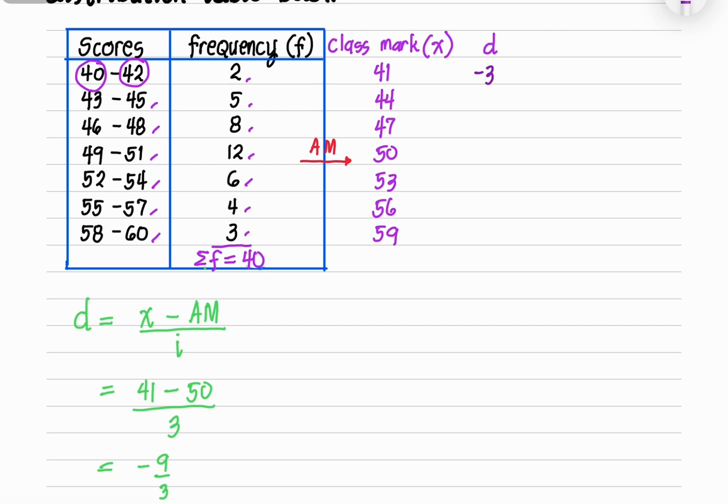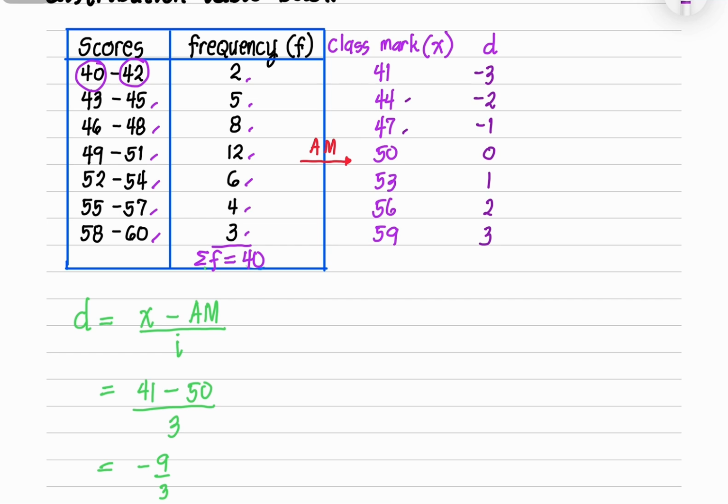And then, continue the process. We have 44 minus 50. That is negative 6 divided by 3. Of course, negative 2. And then, we have 47 minus 50, which is equal to negative 3 divided by 3. Of course, negative 1. Right? Actually, guys, there seems to be a pattern here. If we look, going up, negative 3, negative 2, negative 1, 0, 1, 2, and 3. So, just verify if we are correct here.